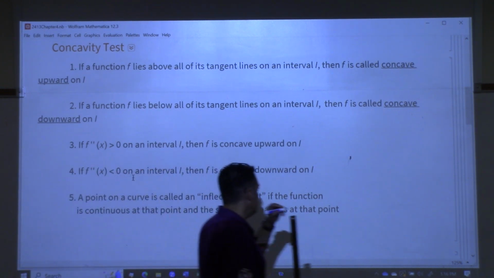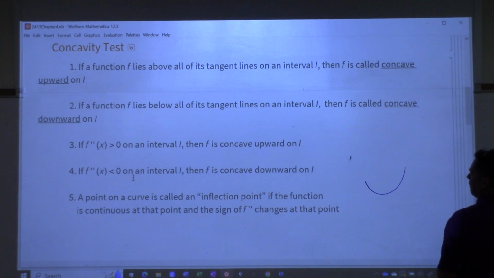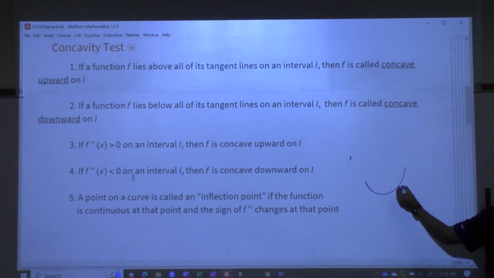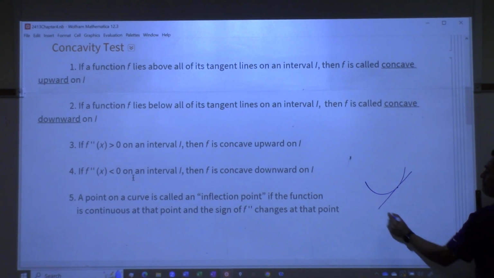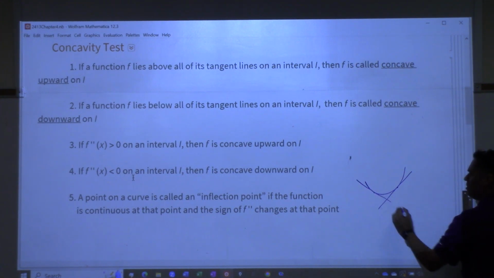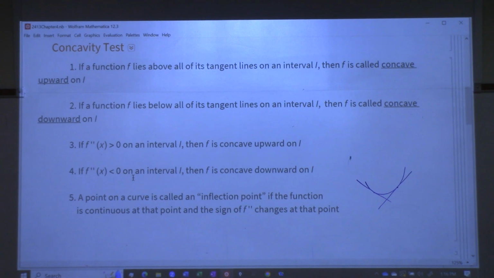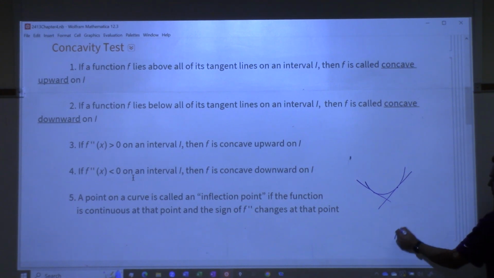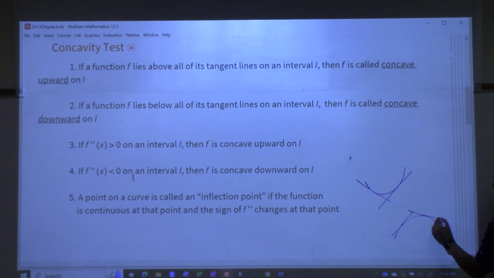Yeah, so look at, here's a function that if I go to any tangent line, so let me go to this point and draw the tangent line. Do you agree that that function is above the tangent line? And same here, draw a tangent line. Do you agree that the function is above the tangent line? Okay, that's concave up. Now, if you try and draw something where it's the other way around, like this, now the function is below all of its tangent lines, right? And that's what concave down means.